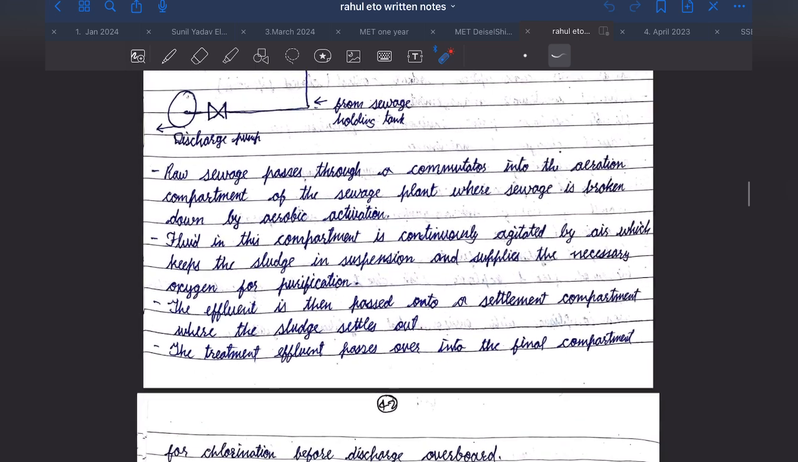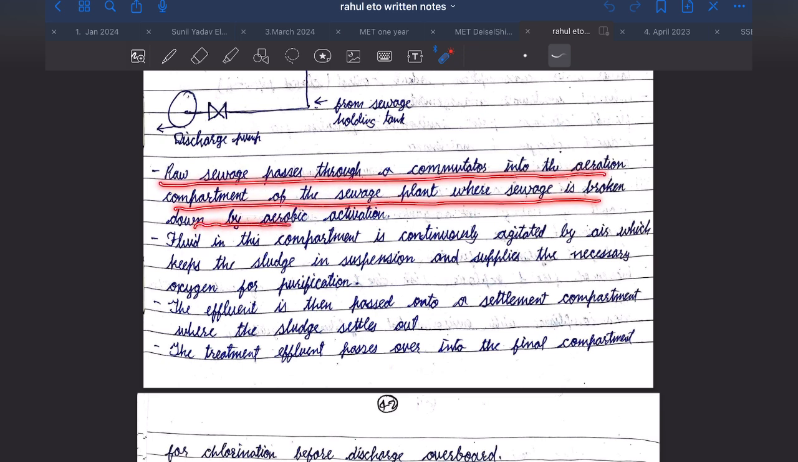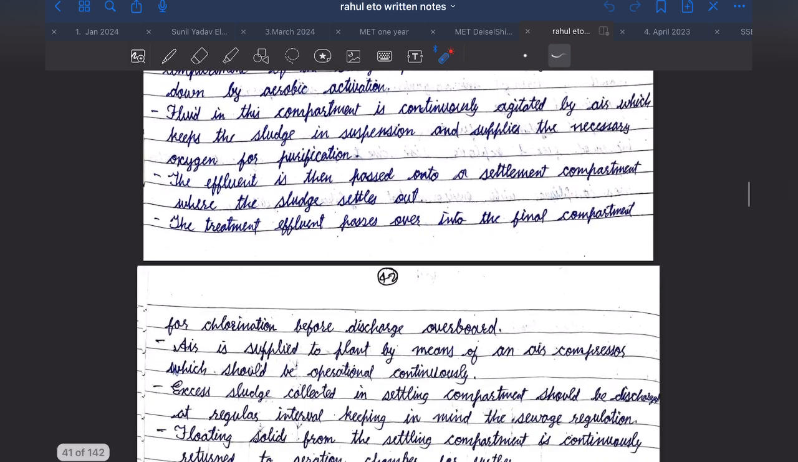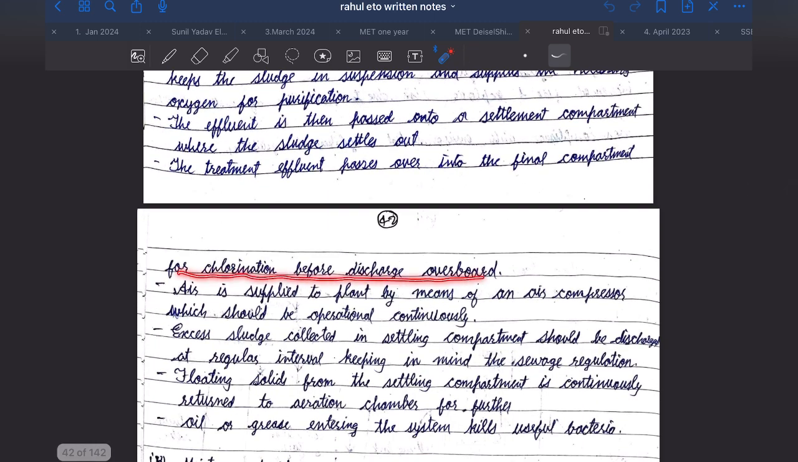Raw sewage passes through a comminutor into the aeration compartment of the sewage plant, where sewage is broken down by aerobic action. Fluid in this compartment is continuously agitated by air, which keeps the sludge in suspension and supplies the necessary oxygen for purification. The effluent is then passed on to a settlement compartment where the sludge settles out. The treated effluent passes over into the final compartment for chlorination before discharge overboard.